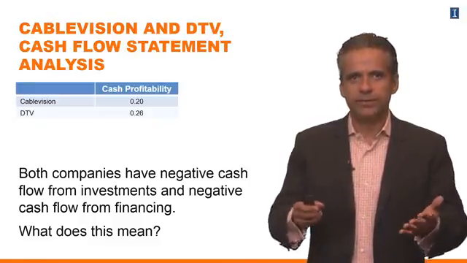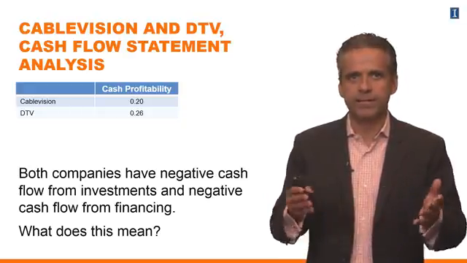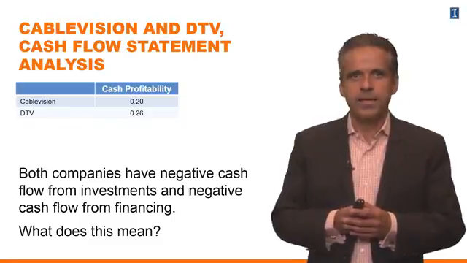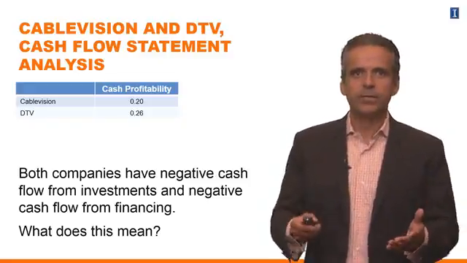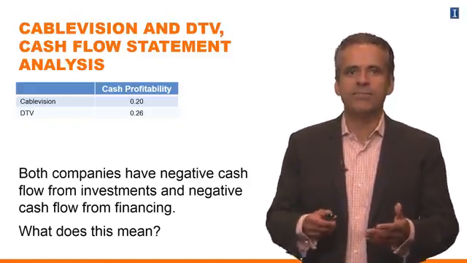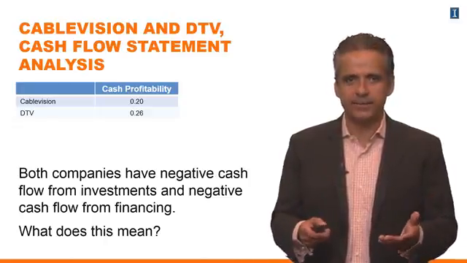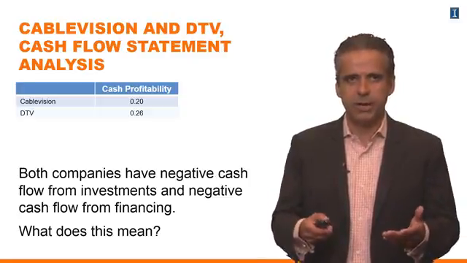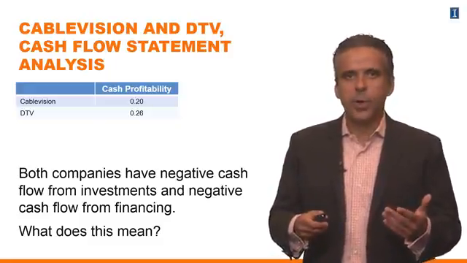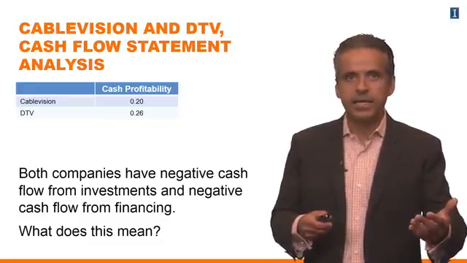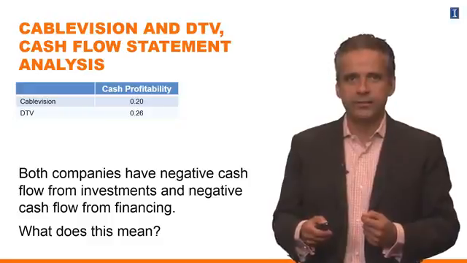So both of these companies seem to be generating cash flow from operations. They are cash profitable. And in addition, if you look at the cash flow statements for Cablevision and DirecTV, what you'll see is that both of these companies have negative cash flow from investments and negative cash flow from financing. So let's apply what we just learned about the cash flow statement. What does that mean? It means that both of these companies are investing in the business, but they are not raising new financing from investors. They are returning cash to investors.